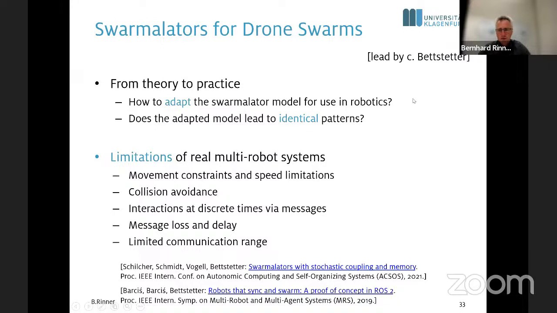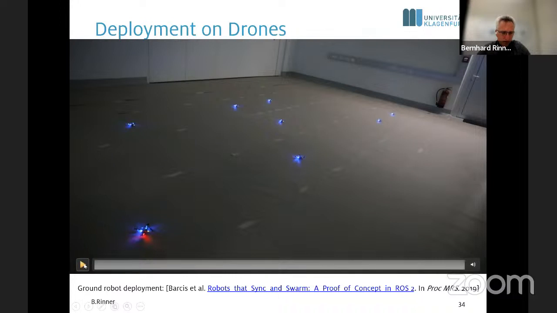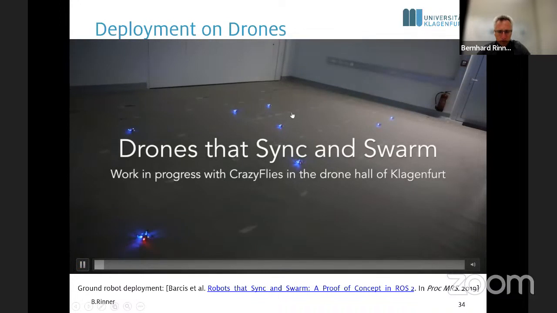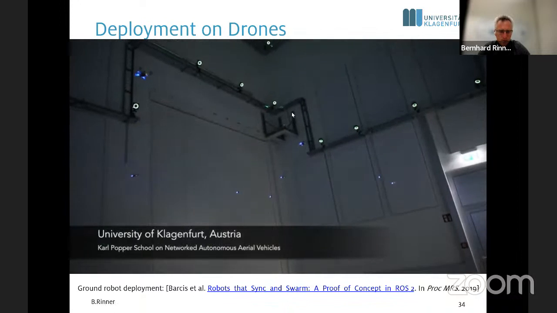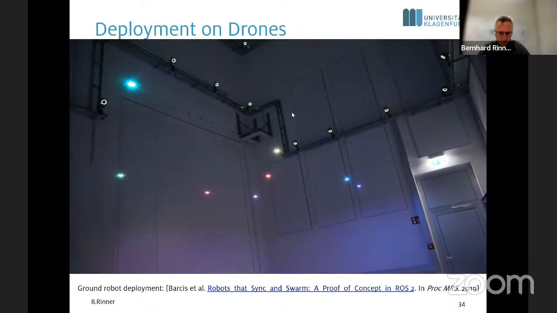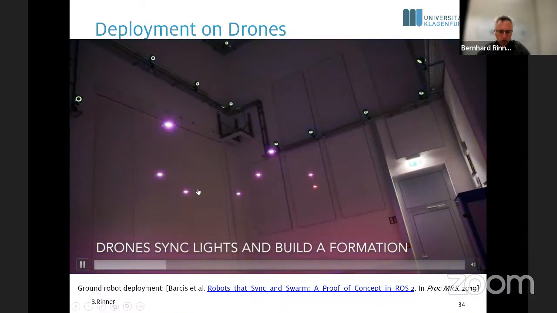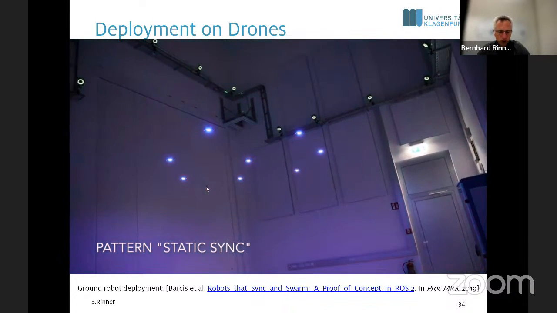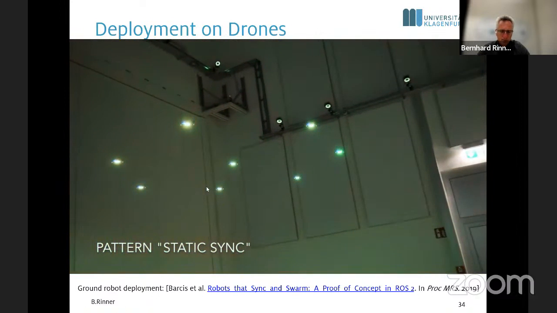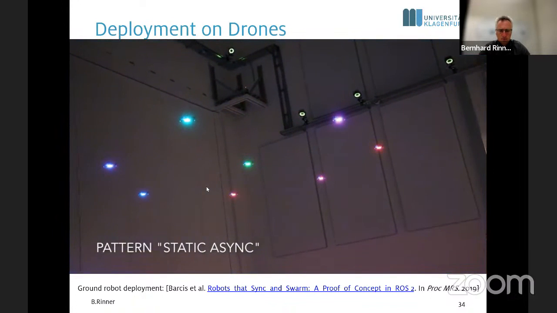And colleagues here in Klagenfurt have implemented this and investigated it on robotic platforms. And what you see here is a flight of these small drones, the Crazyflies. And in these Crazyflies, we implemented the swarmulator model. So what you see here is the color represents the phase, and the first one is the static sync model, where the 8 drones agree to the same phase. They do not basically move.